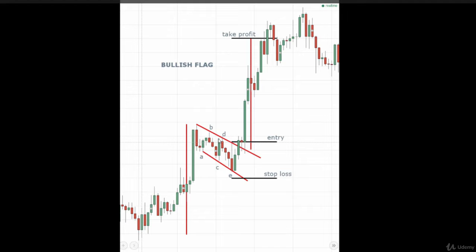Movement within the flag formation can be marked with waves. Mainly this movement consists of 5 waves: A, B, C, D, and E, after which every following wave breaks through the line of resistance or support and continues the original trend. In any case, the occurrence of 4 points is necessary. Two of them are lines of resistance and the other two form the support line.